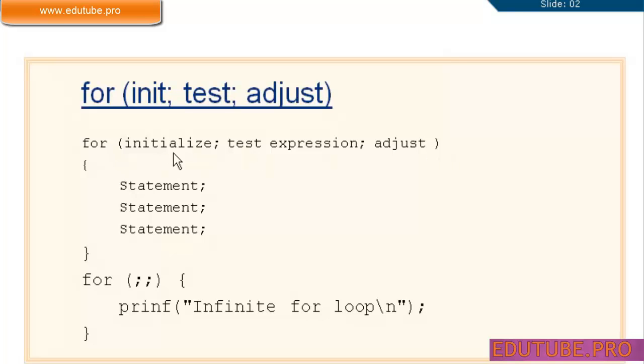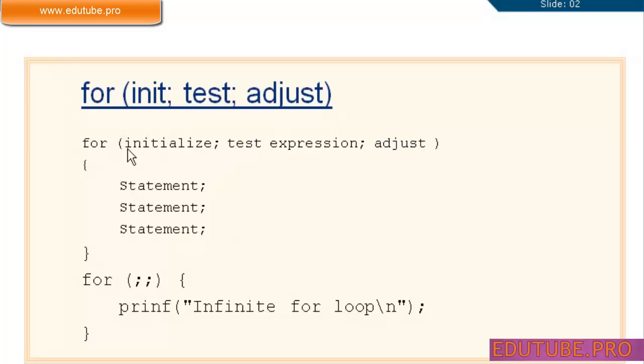We initialize the environment of this loop. We then test to see if we should continue to perform the loop, and then we adjust our counters or values or perform some other piece of work here in the adjust section, and then come back and test again. If the test is still working or is still non-zero or true, then we perform the statements, do the adjust, and keep going through this.